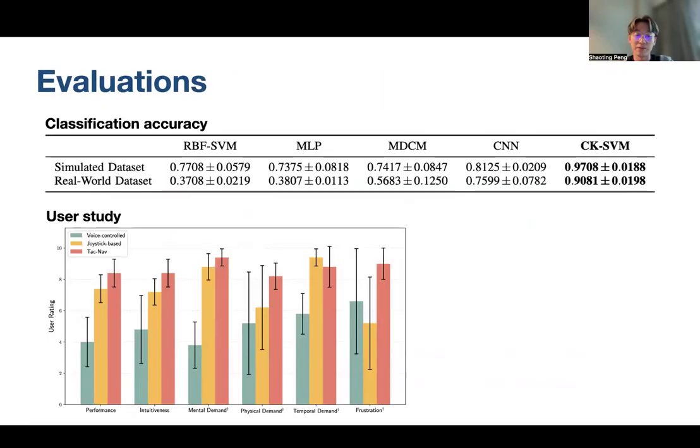And here are some evaluation results. We tested our CKSVM against other classifiers on both simulated and real-world collected datasets, and our model consistently outperforms other baselines. For the user study, our system also gets higher ratings in 5 out of 6 metrics, showing a preference for our system over other baselines.